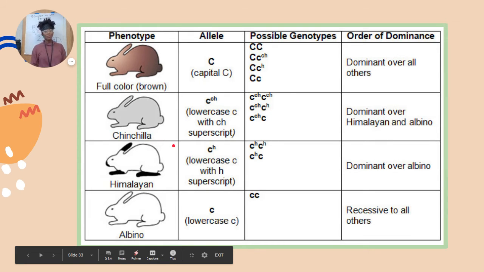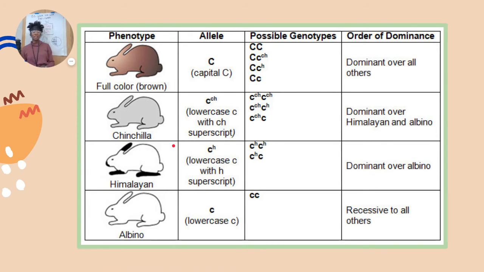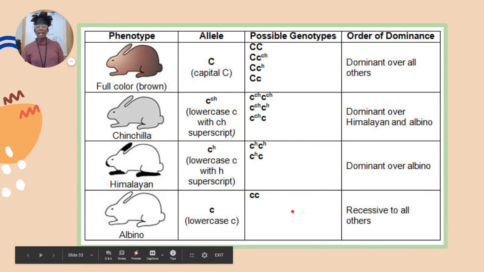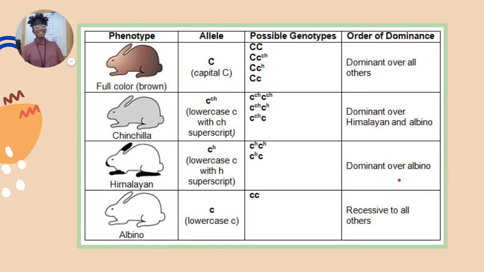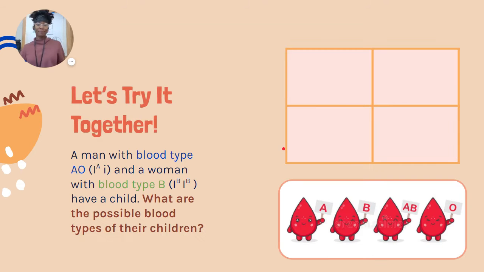One of the most famous examples of this, besides blood typing, is the fur of rabbits or the furs of different animals. They have all these different genotypes and all these different crazy rules. Luckily, at this level of biology, we keep it pretty simple. The most complex thing that we're going to do is probably blood typing, and even that you'll see is not that hard. So let's try it together before you try it on your own.